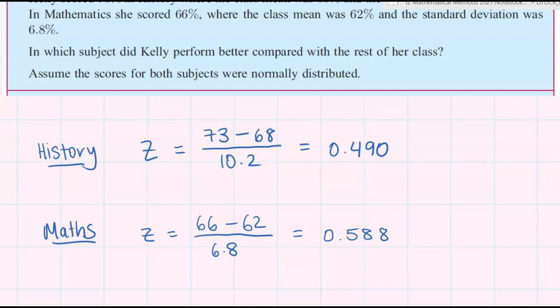0.588? Yeah. Okay. So again, maths, she's above the mean. Is she well above the mean? No. But which subject, if we look at her z-scores, compared to the rest of her class, which subject did she do better in? Why? Because it's a higher z-score. She's further above the mean for maths. Excellent.